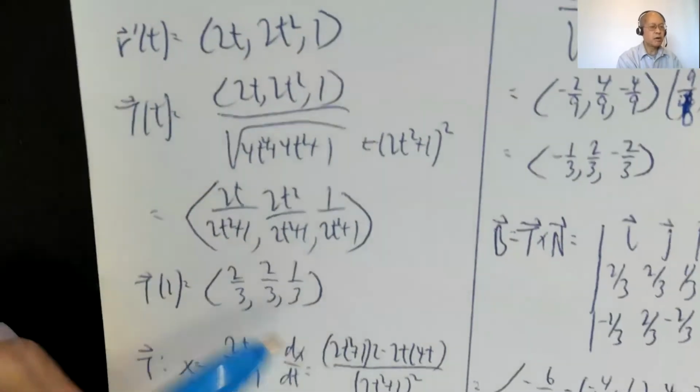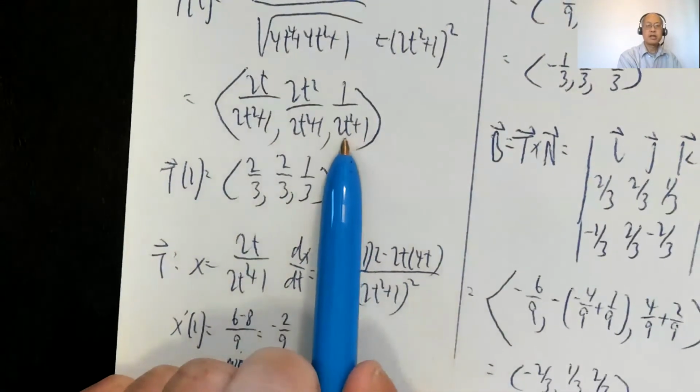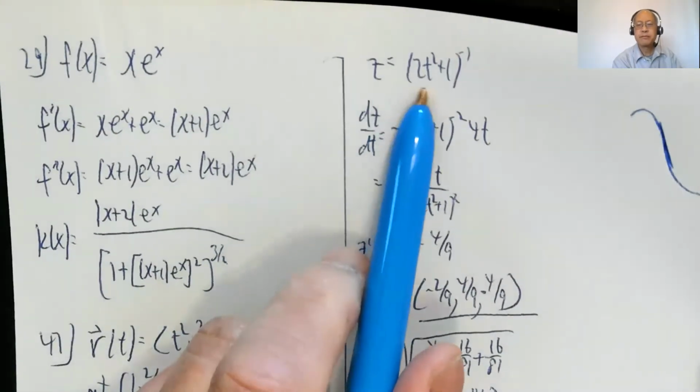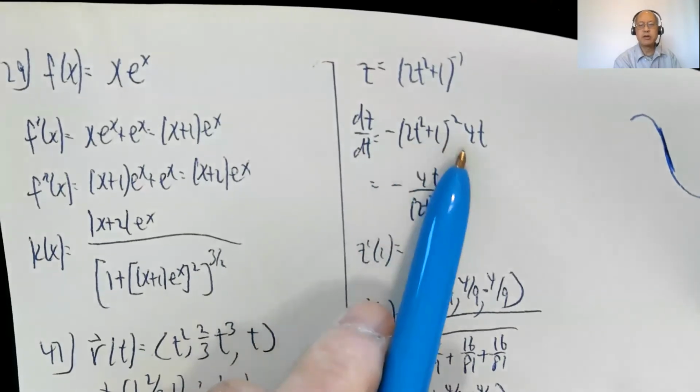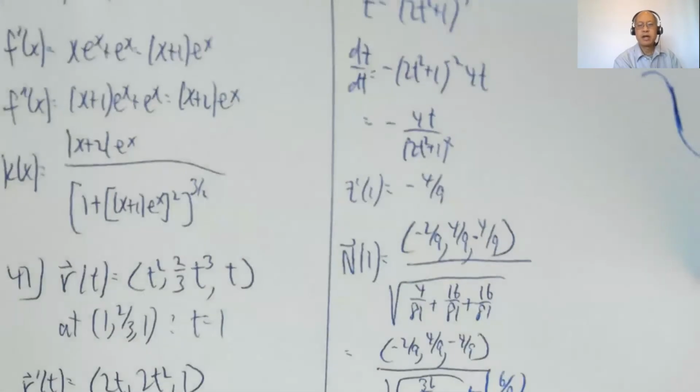And then the z component, this thing, treated as (2t squared plus 1) to the -1. So the derivative is -(2t squared plus 1) to the -2 times 4t. Comes out to be that. Plug in 1, -4/9.